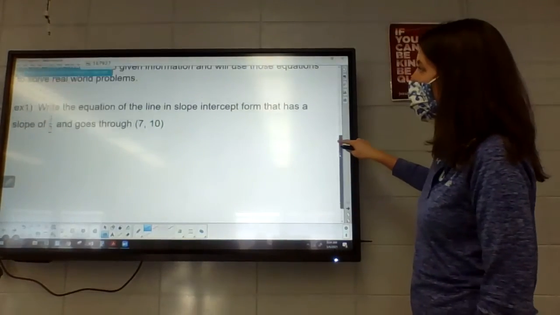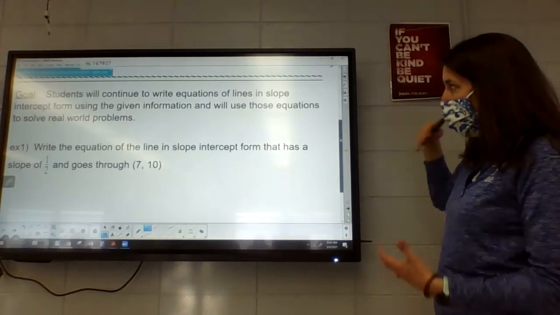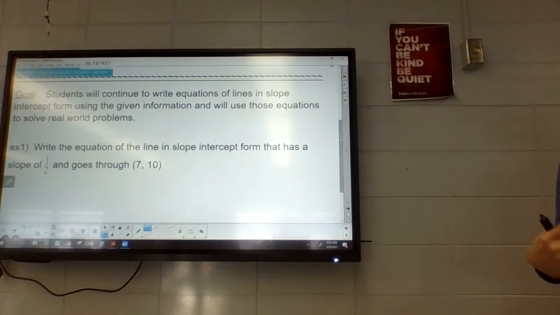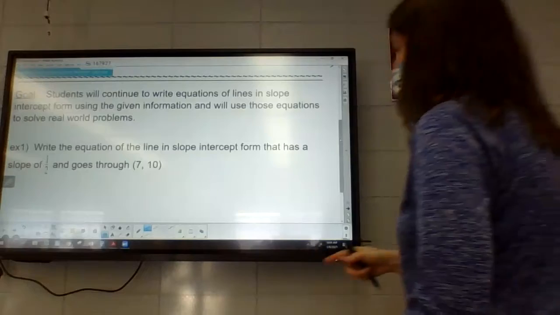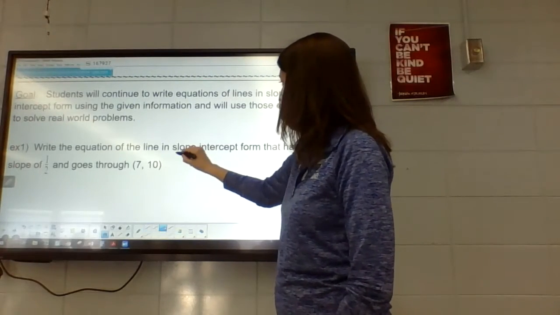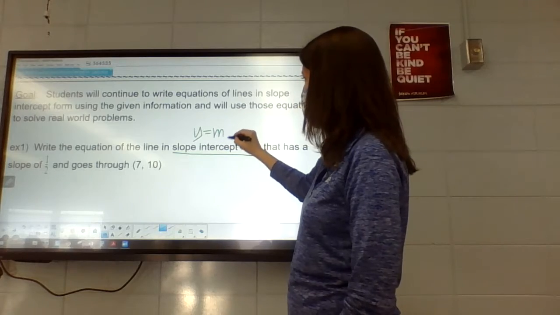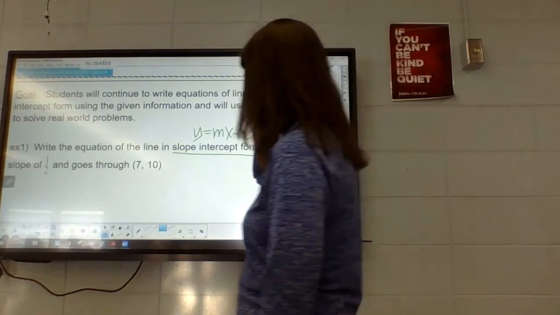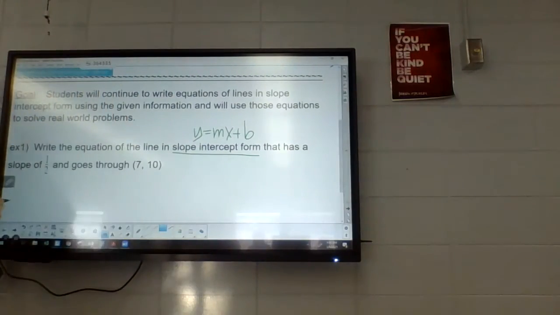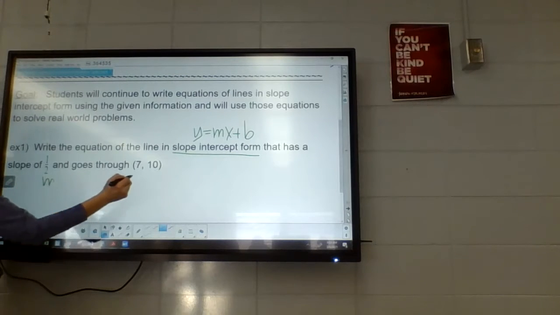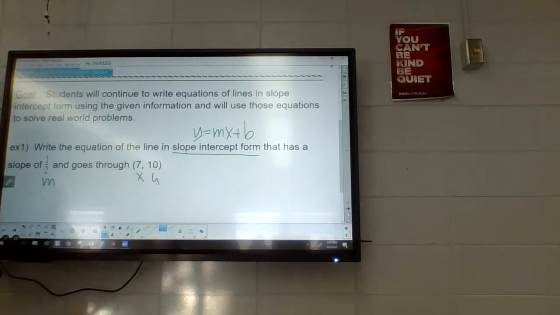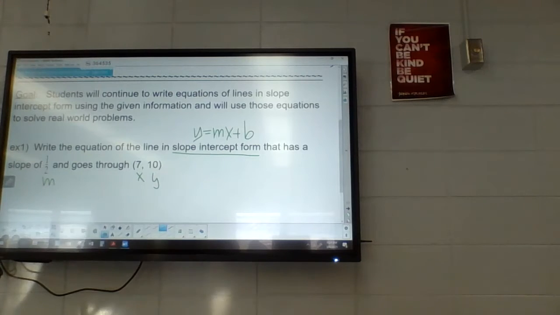So we're working on slope-intercept form again, but today, like I said, the numbers won't work out to be quite as nice. So slope-intercept form is y equals mx plus b. And again, here they're giving us the slope and the point, and I need to find our b.